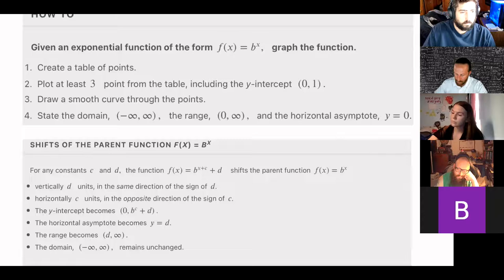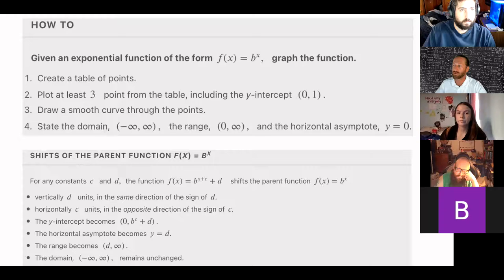So a few little pieces of notes, and then we'll get into the last two sections, which I can now go a lot faster through because I've laid the foundation with these exponentials. If you want to create a table of points, go for it. Eventually, I don't want you guys to. Once you plot those points, you draw your curve, and remember domain, range, all the stuff that they might ask you for, make sure you answer.